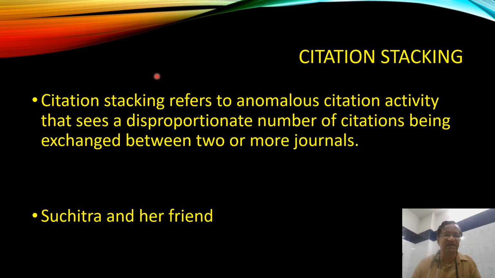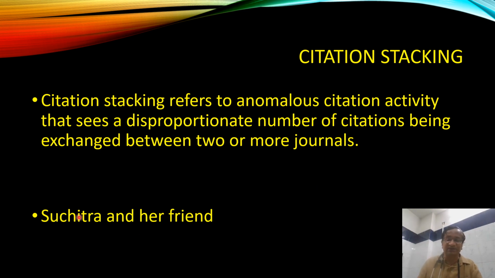What is citation stacking? It refers to anomalous citation activity, a disproportionate number of exchanges. Now, one publisher puts out 2 journals. Number 1 journal is Multidisciplinary Journal of Nursing. Number 2 is Indian Journal of Psychiatric Nursing. Now, what it does is, in the Indian Journal of Psychiatric Nursing, he cites all from Multidisciplinary, and in the Multidisciplinary, he cites all from Indian Journal of Psychiatric Nursing. This is what is called citation stacking.